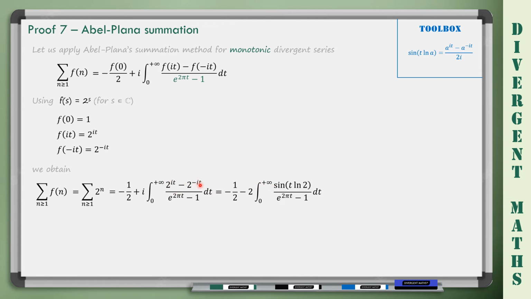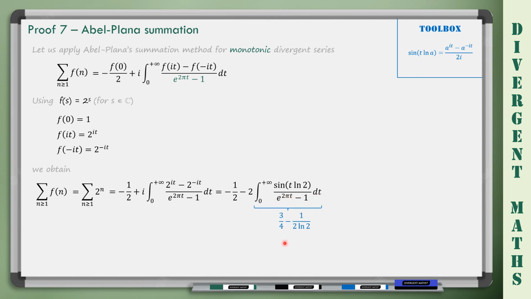It's 2i times sine of t log of 2. So the 2i comes in front and becomes 2i squared, and i squared, of course, by definition, is negative 1. So the plus i in front of the integral becomes negative 2. So we are left with negative 1/2 minus 2 times the integral from 0 to plus infinity of the sine of t log of 2 over e to the 2 pi t minus 1 dt.